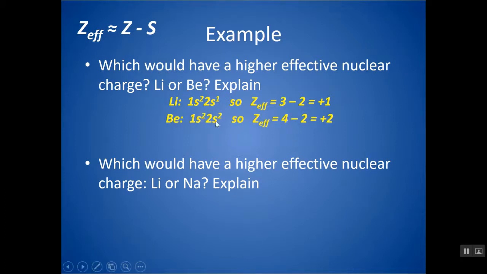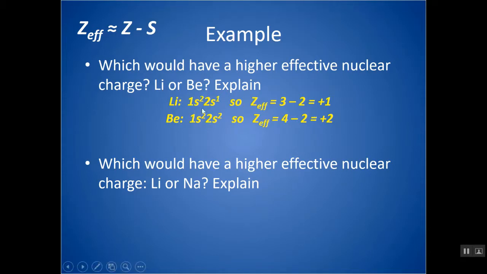Let's do the same thing for beryllium. Let's talk about what each of those valence electrons would be feeling. So beryllium has 1s2, 2s2 electron configuration. It has 4 protons, so its atomic number is 4, and the full nuclear charge is 4. But like the Li, there's 2 shielding electrons because there's 2 electrons in the shell below the second energy level. I'm not going to consider any electrons that are in the second shell because those would be in the same shell as my valence electrons, and they're not going to shield each other. Okay, so only inner electrons. So 4 minus 2 is +2.